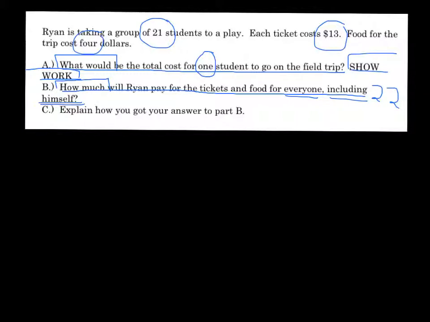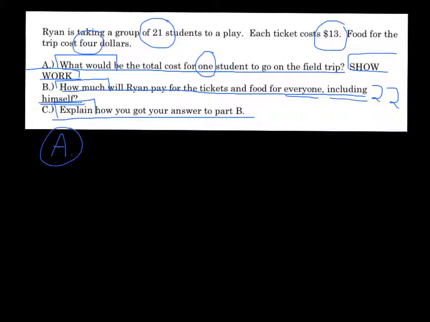And then C, explain how you got your answer to part B. Box in explain. Alright, so let's go ahead and solve this problem today. Remember, always label your paper in extended response and short answer. So A, what would be the total cost for one student to go on the field trip? Show your work.